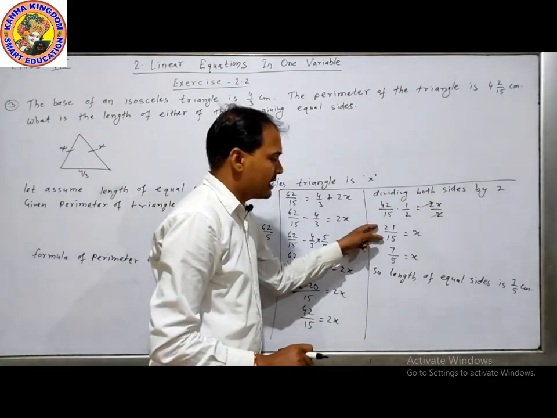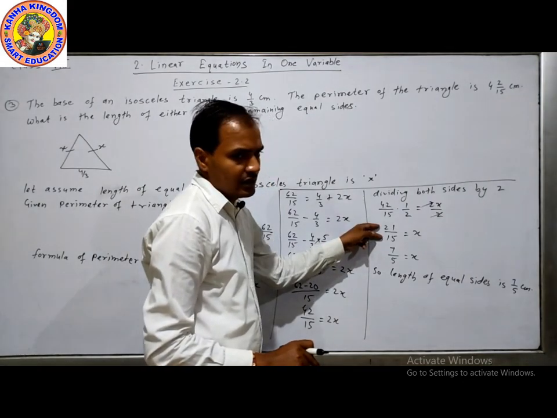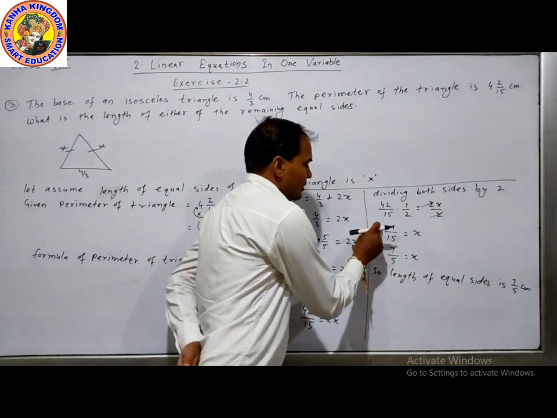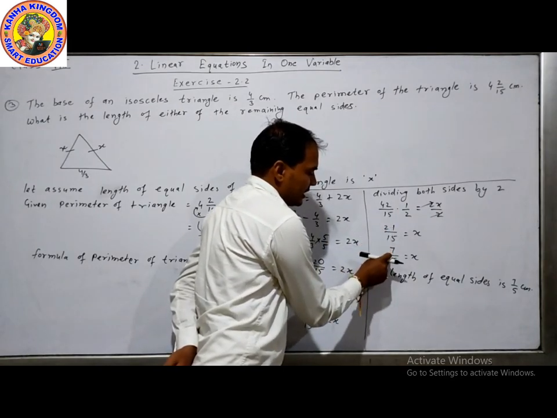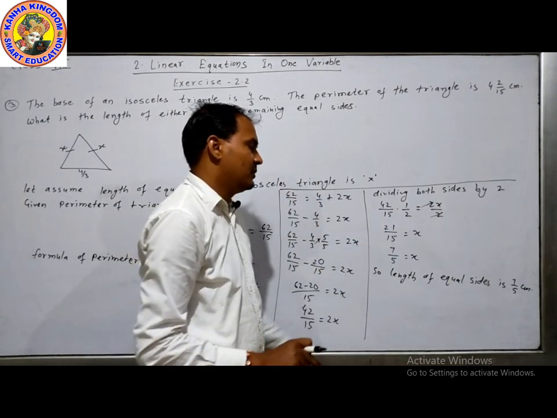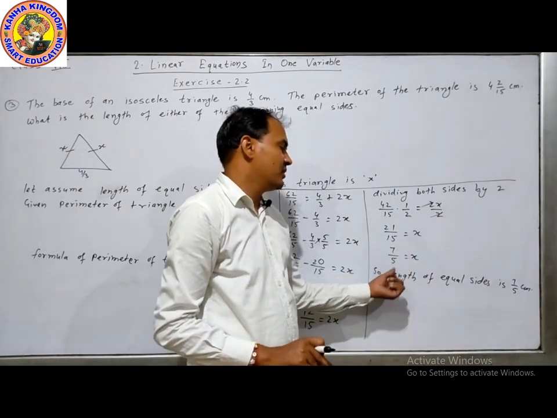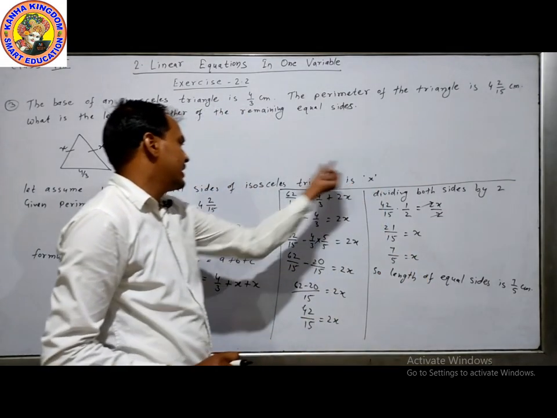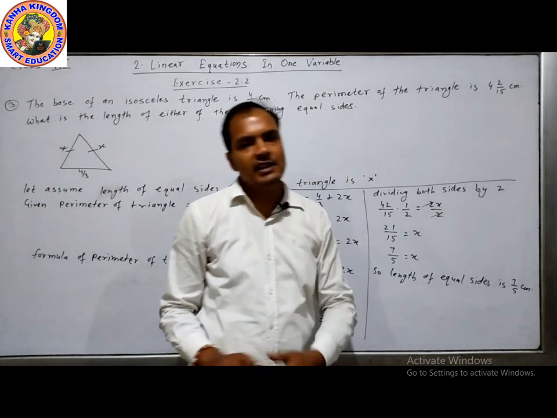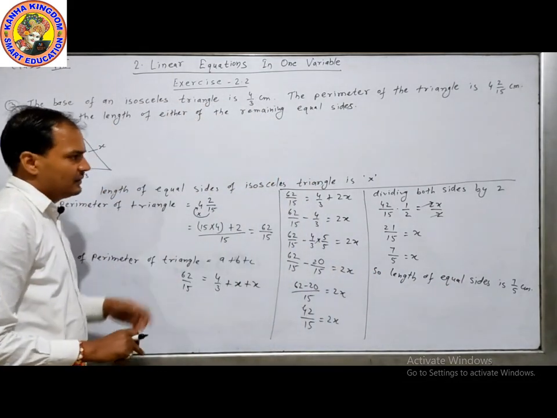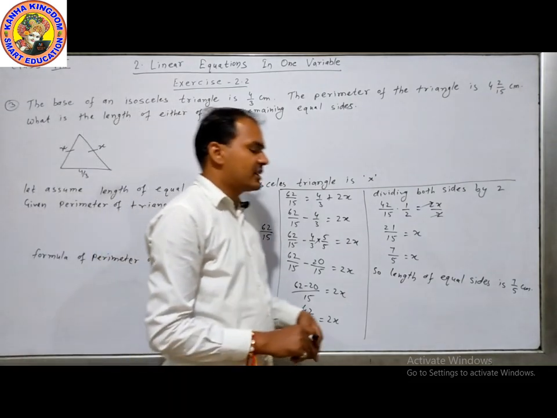Now we can cut these two numbers by 3. When we divide by 3, answer is 7. When we divide by 3, answer is 5. So x is equal to 7 by 5. What is x? X is the length of the equal side. So the length of the equal side is 7 by 5. You can take a screenshot.